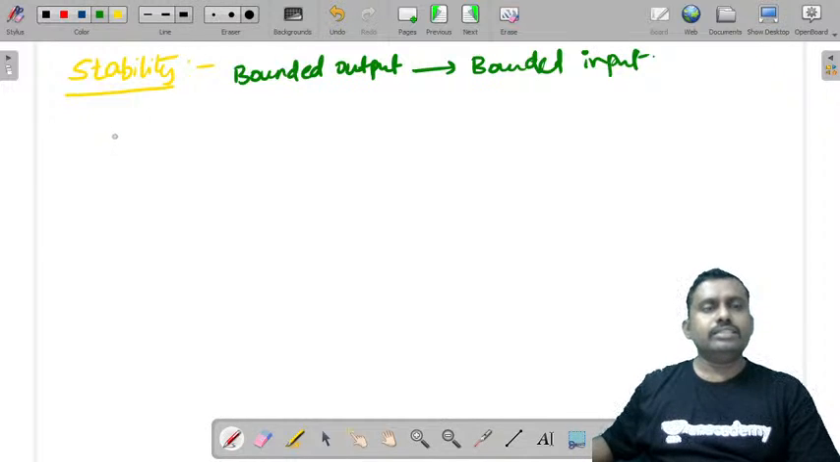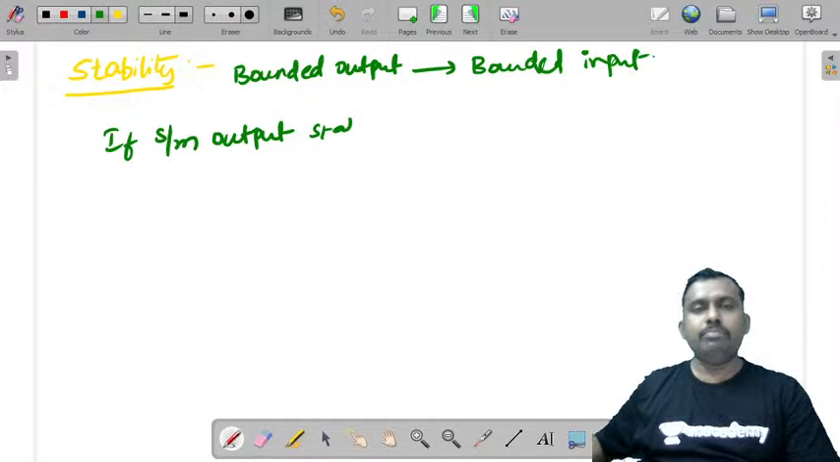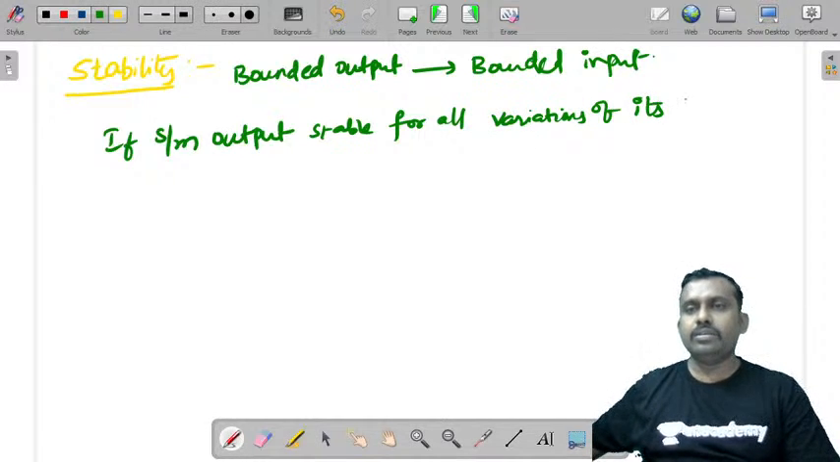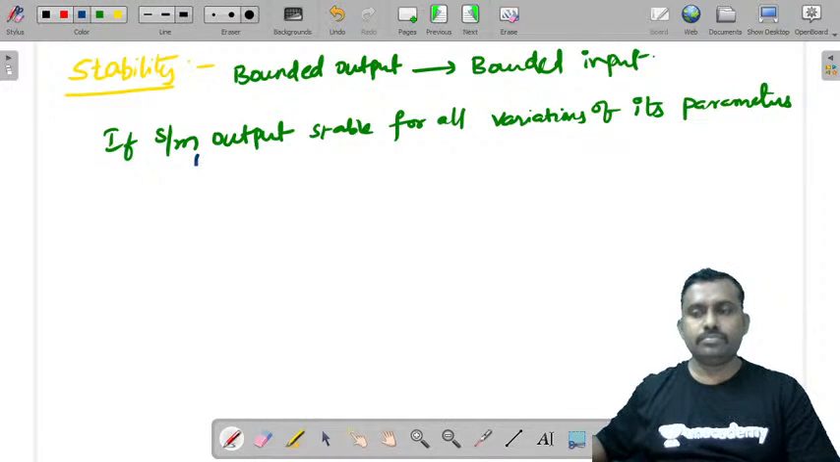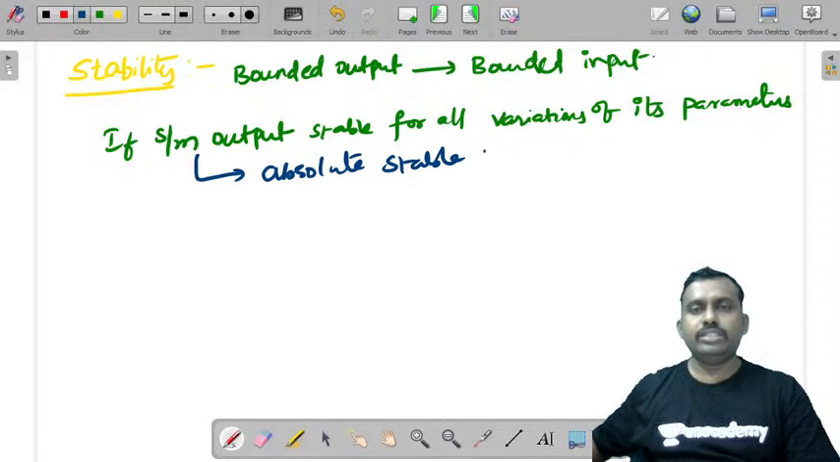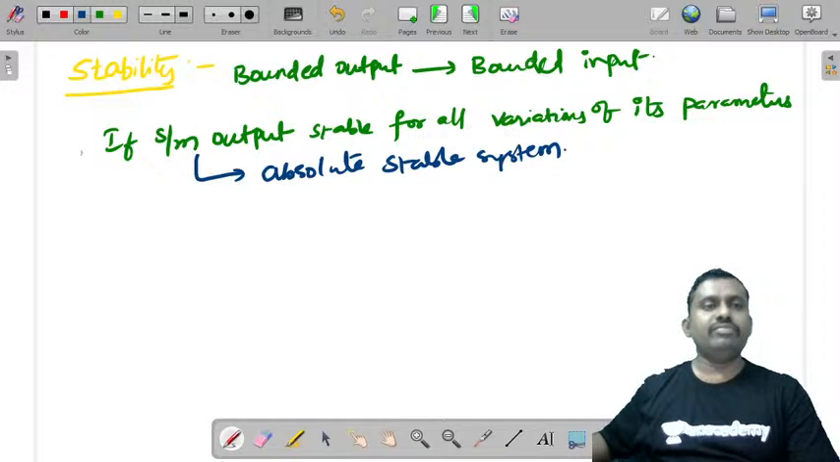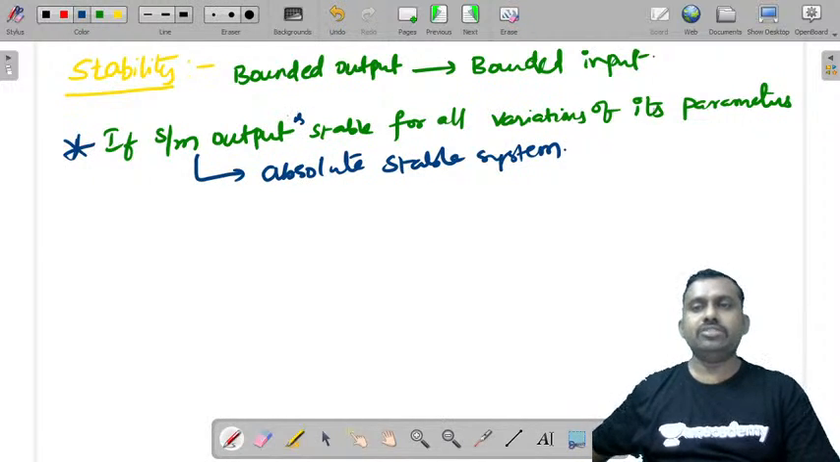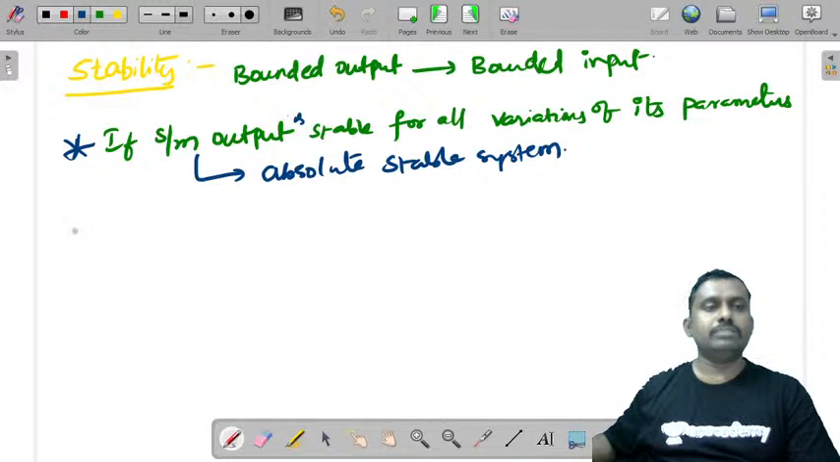And there are other stabilities also. If the system output is stable for all variations of its parameters, this is called absolute stability, or an absolutely stable system.